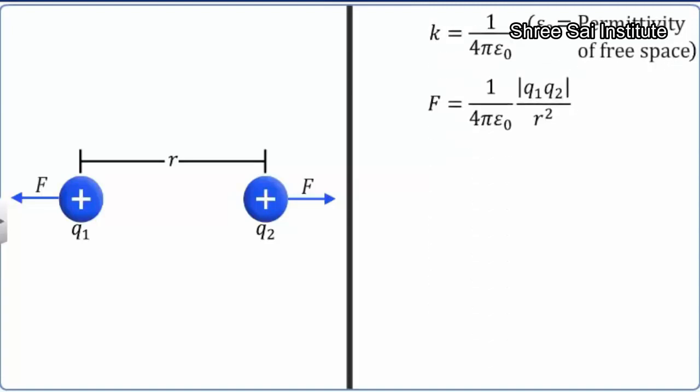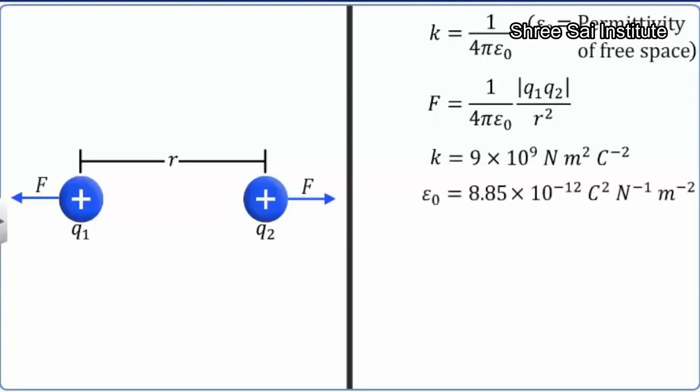In SI units, the value of the proportionality constant K is approximately equal to 9 × 10^9 Newton meter square per Coulomb square, and the value of epsilon naught is equal to 8.85 × 10^-12 Coulomb square per Newton meter square. Hence, F is equal to 9 × 10^9 × Q1 Q2 by r square.